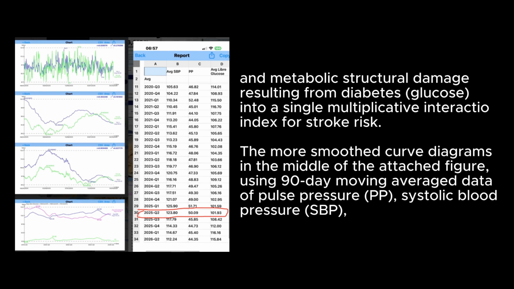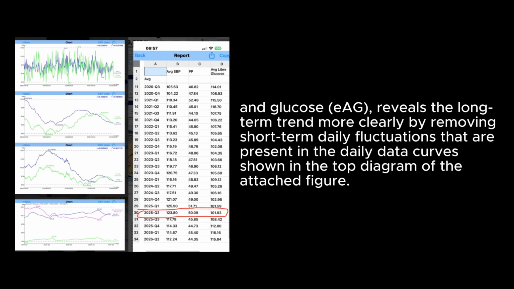The smoother curve diagrams in the middle of the attached figure, using 90-day moving averaged data of pulse pressure (PP), systolic blood pressure (SPP), and glucose (eAG), reveal the long-term trend more clearly by removing short-term daily fluctuations that are present in the daily data curves shown in the top diagram of the attached figure.